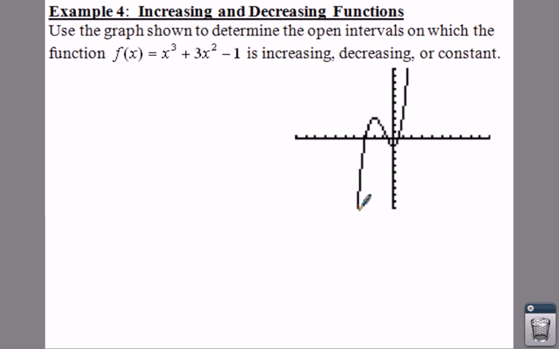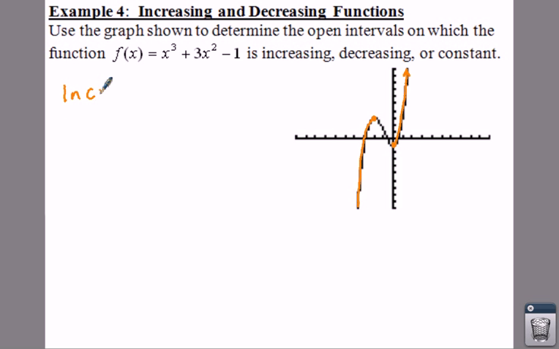And you're going to have actually 2 parts where your graph is increasing. So it's increasing as you go up from left to right, up to here. And then it also increases from here, going up to the right. So you have 2 parts where it is increasing.